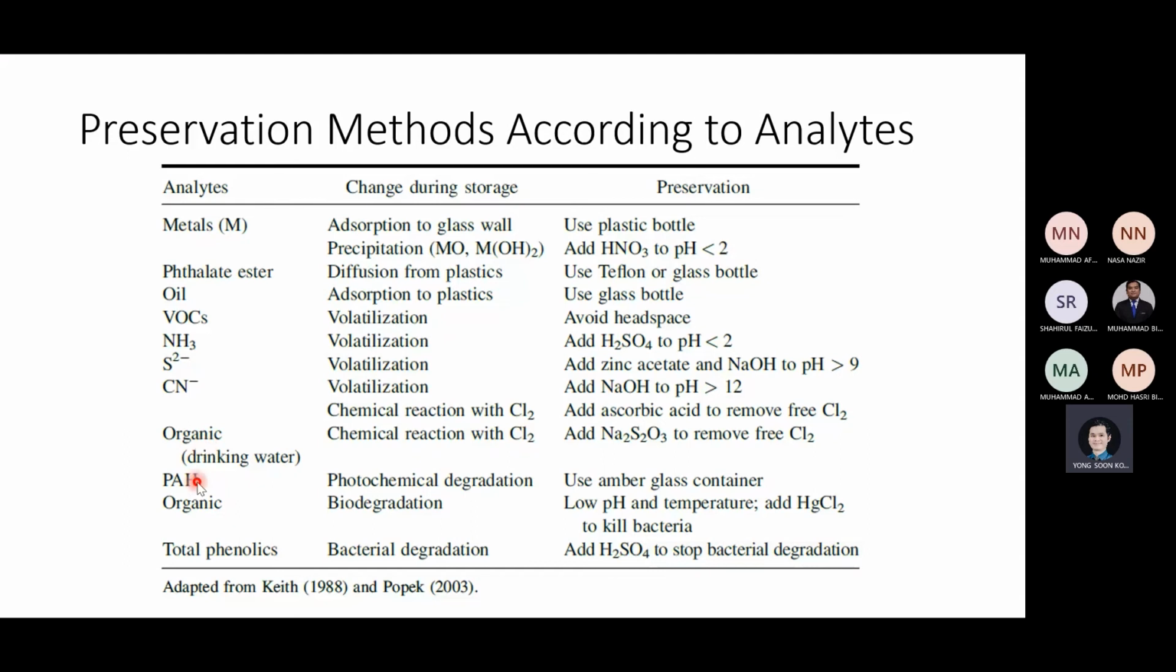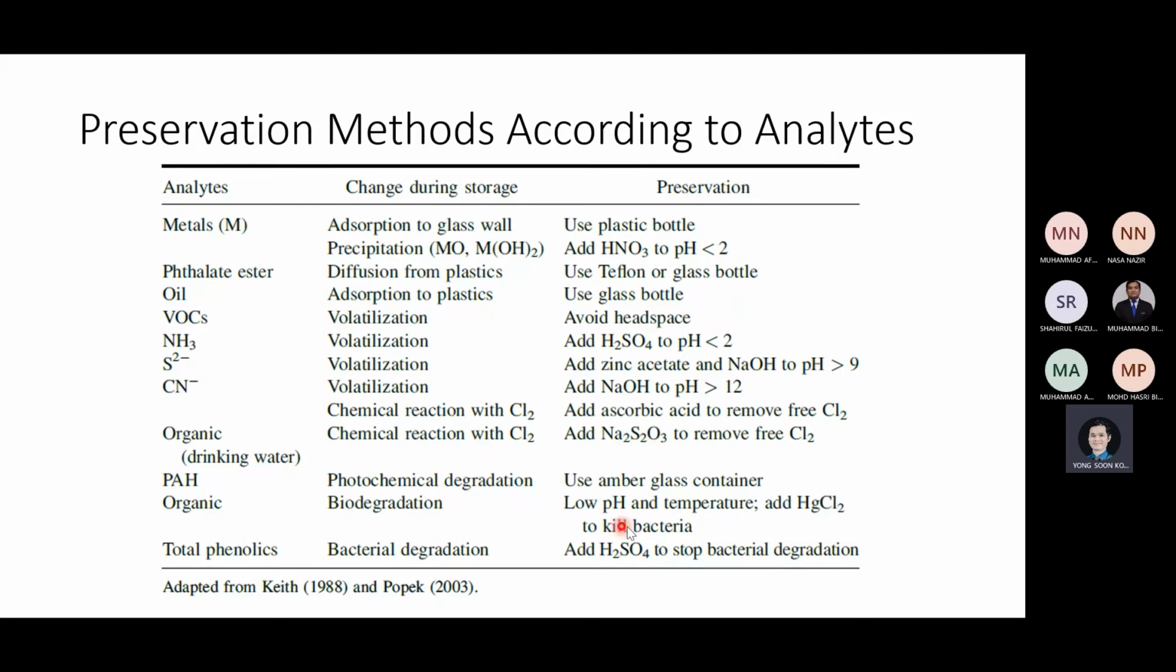So PAH is not so volatile, but is said to be semi-volatile. But the concern here is not just volatility, but also its photolysis due to light. When light shines into water, it might break a few of them. That's why an amber glass bottle is needed. And when you have organic matter, it might also be exposed to biodegradation, that means the bacteria might start degrading it.